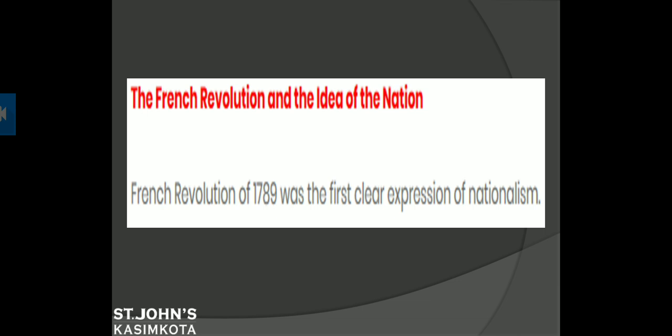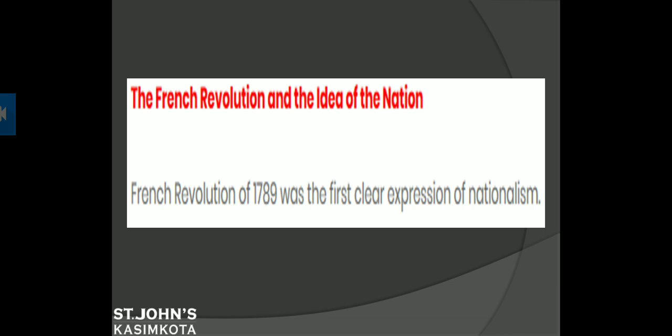So, the first clear expression of nationalism came with the French Revolution in 1789, which you have learned in the previous class, 9th standard, if you remember. Okay, France, as you would remember, was a full-fledged territorial state in 1789 under the rule of an absolute monarch. Who was he? Try to remember the Bourbon dynasty. Yeah, King Louis. Okay, King Louis XVI.